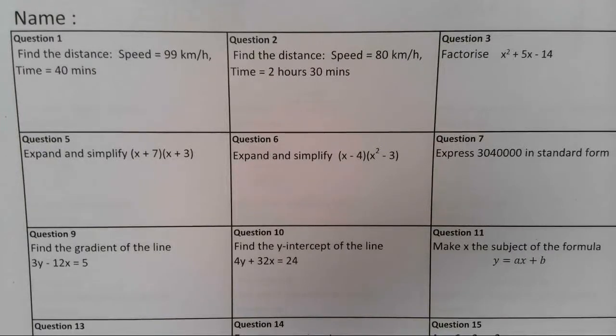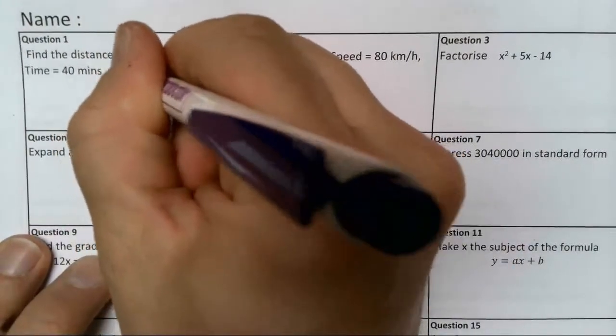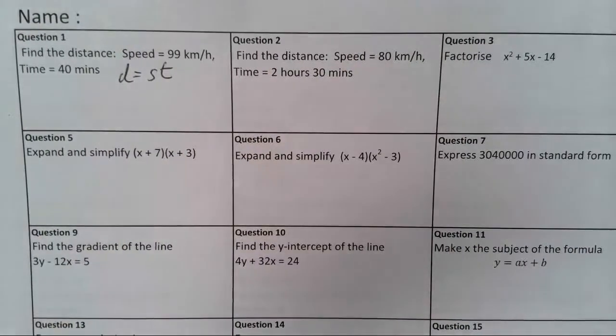Homework, booklet 95.2. Question 1. Find the distance. Speed equals 99 kilometers per hour. Time equals 40 minutes. We need to find the distance. So distance is equal to the speed multiplied by the time.